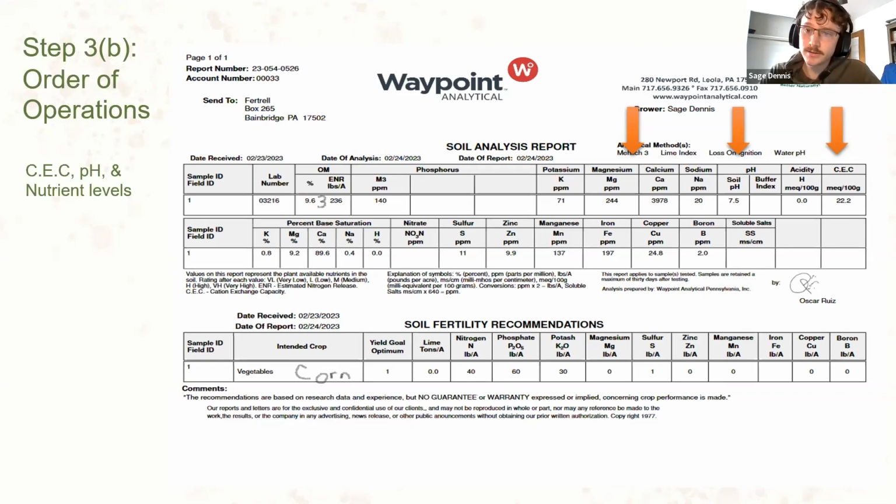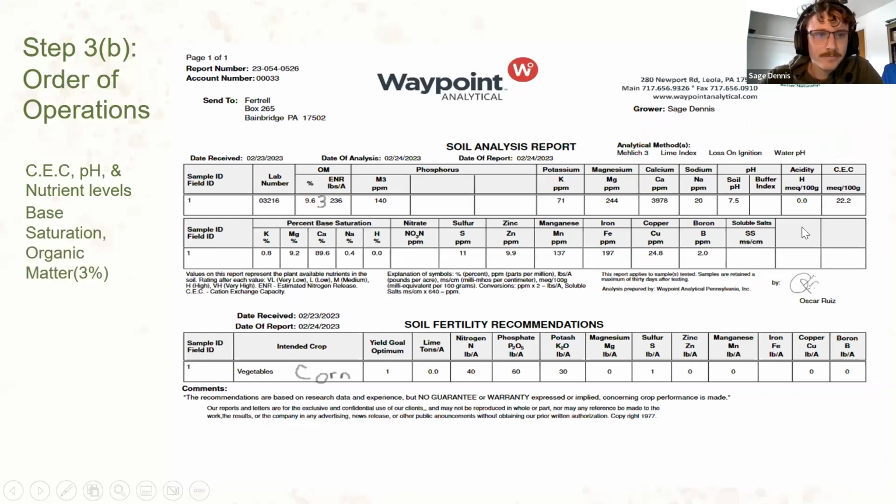But in addition to the CEC, we're going to be looking at our pH. And as you can tell, I have a pH of 7.5, which already tells me that there's something wonky going on, because that's not normal for this area. And then secondly, I'm going to quickly glance over at these nutrient levels, and I see that our calcium is considerably high. But with all that, I'm ready to move on and let's see what else there is.